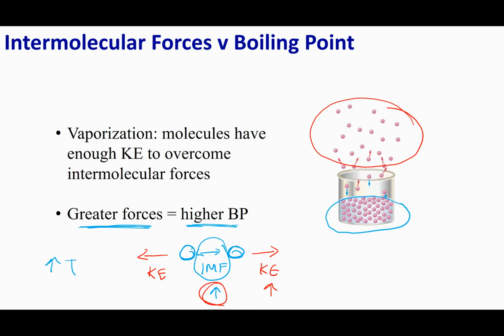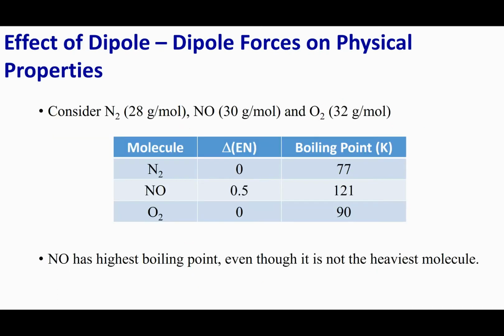If I raise the temperature, give my molecules more heat, then I increase their kinetic energy, and then my molecules will boil off or fly apart from each other. So in other words, the greater my intermolecular forces are, the greater my boiling point will be. So let's look at a real world example.